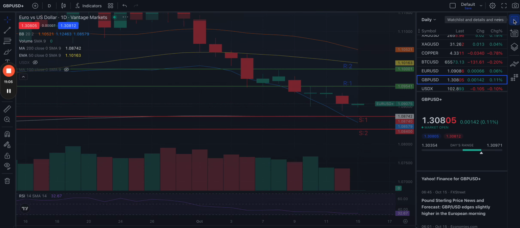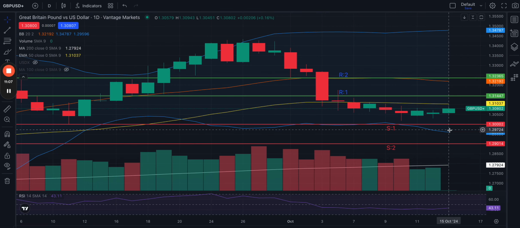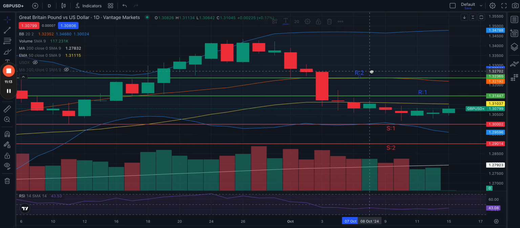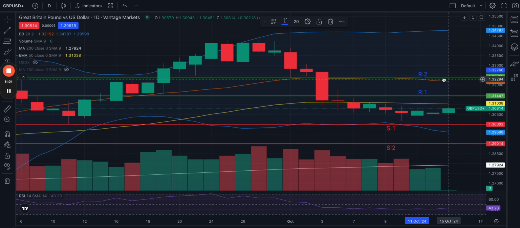The pound is just idling sideways. So let's just keep these levels of resistance and support as the same. Okay, let's see if it'll be able to break out of this sideways fluctuation to the upside. The 50-day moving average is above the market, so that'll be the first hurdle.